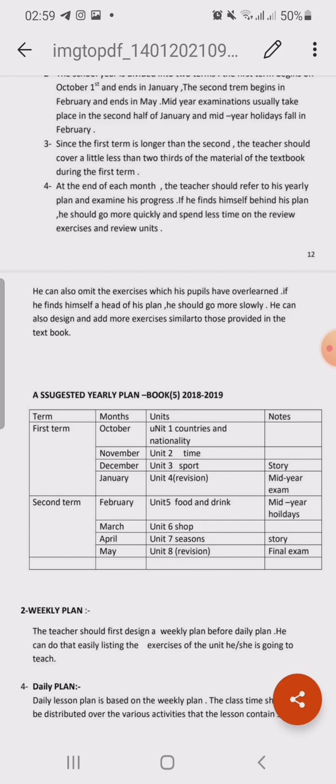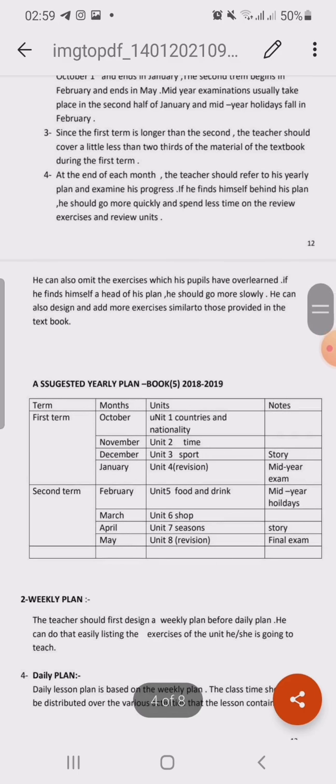Mid-year examinations usually take place in the second half of January. في النصف الثاني من شهر الواحد تبدأ امتحانات نصف السنة. And mid-year holidays fall in February. والعطلة تكون في شهر الثاني.